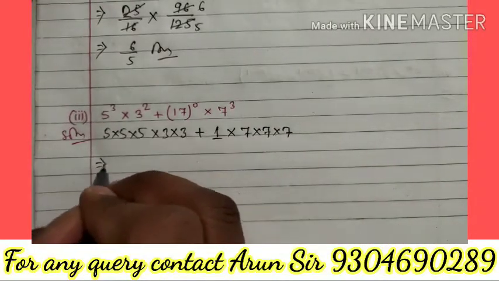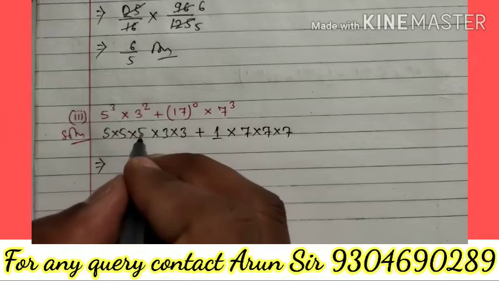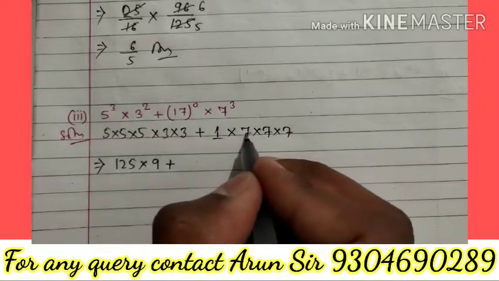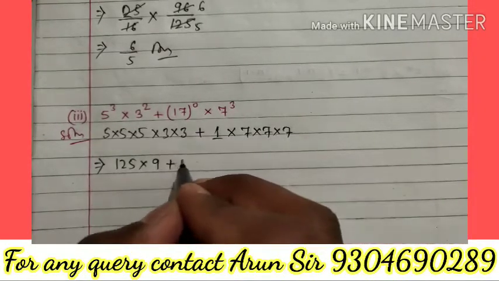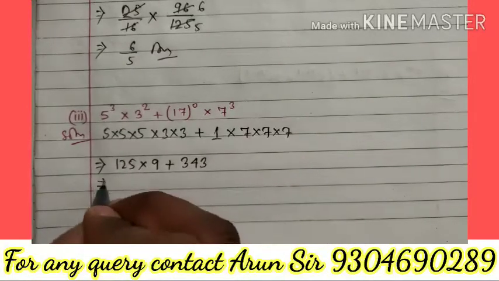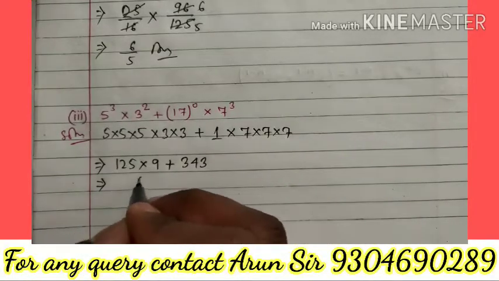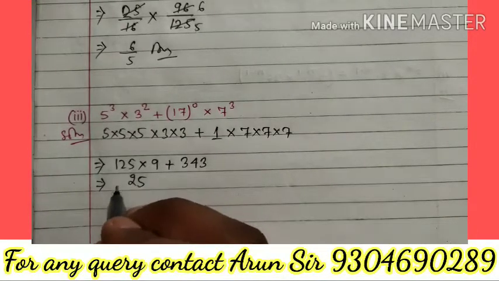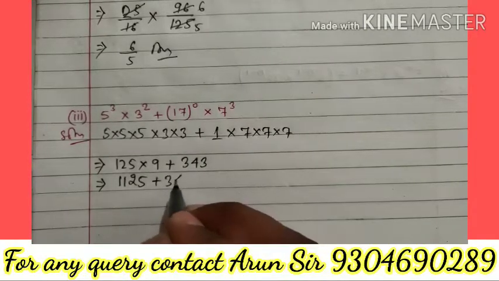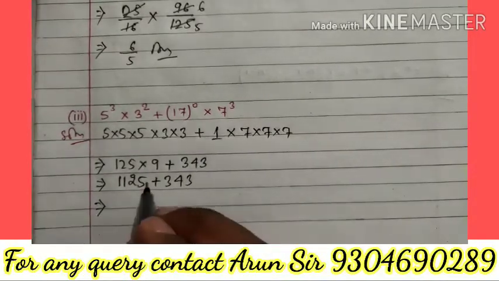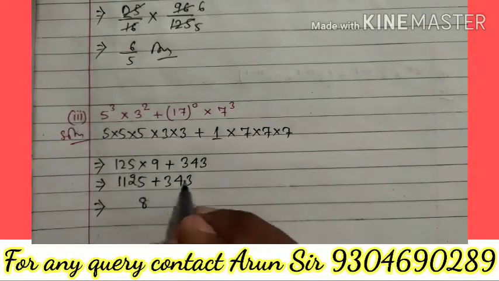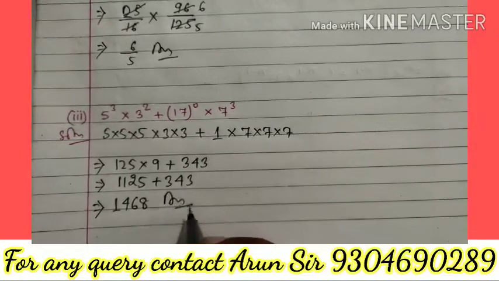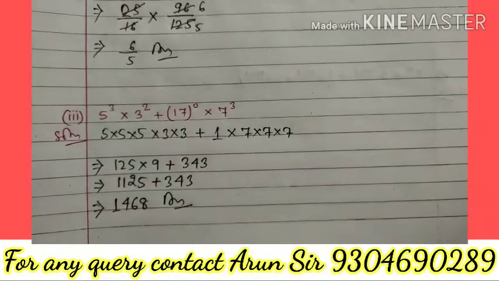In the next step we will multiply. 5 5 is 25, 25 5 is 125, into 3 3 is 9, plus 1, 7 7 is 49, 49 7 is 343. Now we will do the multiplication first. 9 5 is 45, carry 4, 9 2 is 18, 4 22, carry 2, 9 1 is 9, 10 11, 1125 plus 343. Let us add these two numbers. 5 plus 3 8, 2 plus 4 6, 3 plus 1 4. Your answer will be 1468. Next we will see question number 4.